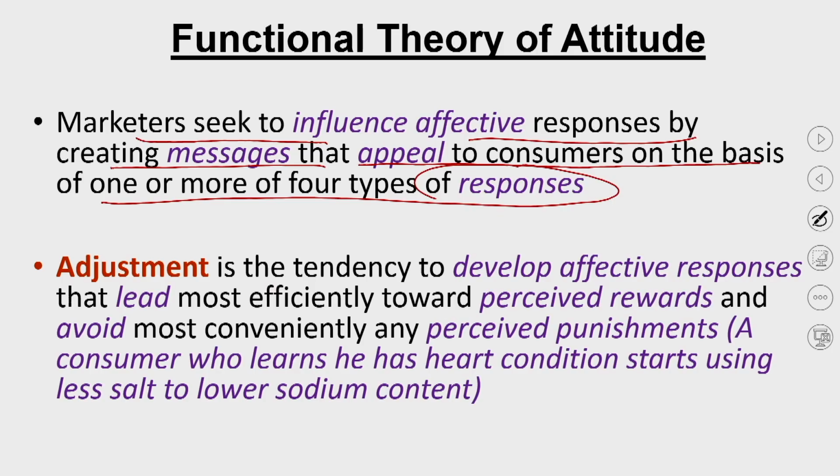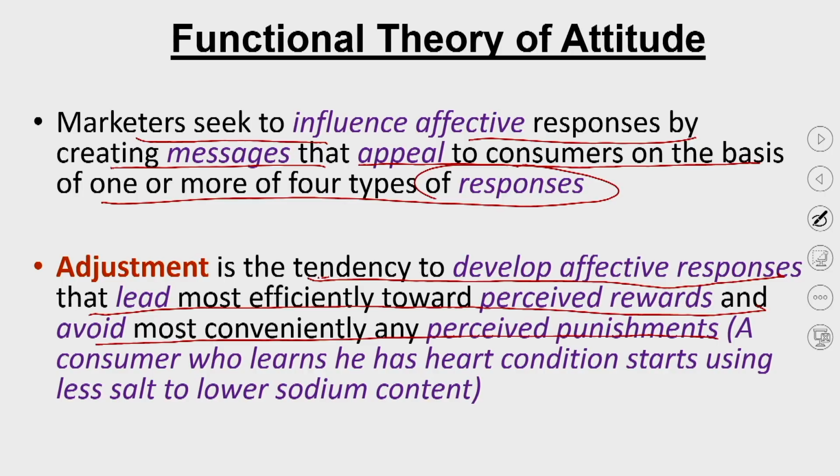So what are the kinds of responses that people have? The affective responses that people have when they look at a product or get product information. The first kind of response is called adjustment. Now it is the tendency to develop affective responses that lead most efficiently towards perceived rewards and avoid most conveniently any perceived punishment. Adjustment is a response that people show when they receive information, or when they have knowledge about a particular product, and this adjustment comes from the feeling that develops because of this information.